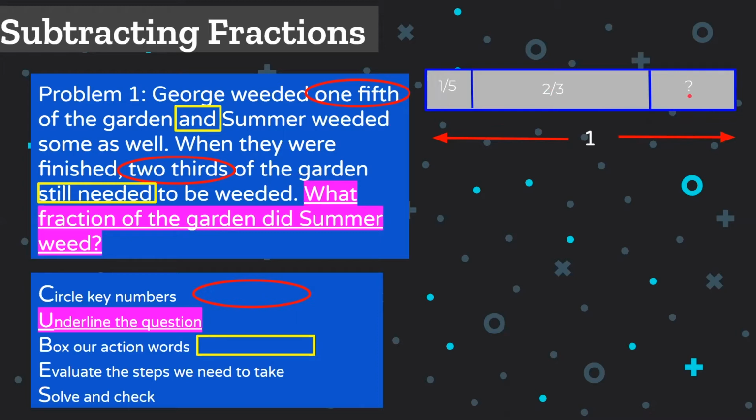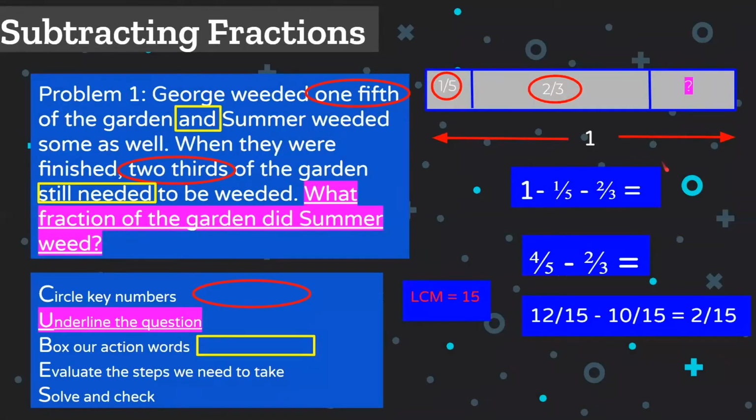So I'm hoping that you were able to set up an equation that would look something like this. Our whole is 1. We're going to subtract the 1/5 that George weeded. We're going to subtract the 2/3 that is not weeded yet. And when we do that, our unknown is going to be the part that Summer weeded. So first thing we can do is solve our problem a little bit simpler. We can say 1 minus 1/5. We know that's going to be 4/5. And we still need to subtract the 2/3 that hasn't been weeded yet.